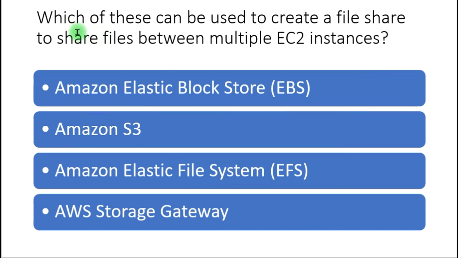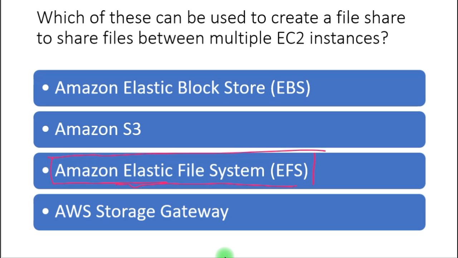In this question they are asking, which of these can be used to create a file share to share files between multiple EC2 instances? The options are Amazon Elastic Block Store, Amazon S3, Amazon Elastic File System, Amazon Storage Gateway. So now you understood why I asked this. That question is very important because here we are covering 4 different storage services based question. So for the file servers we will use Amazon EFS server.